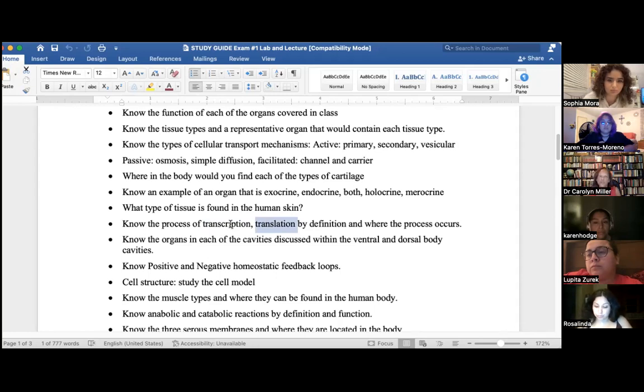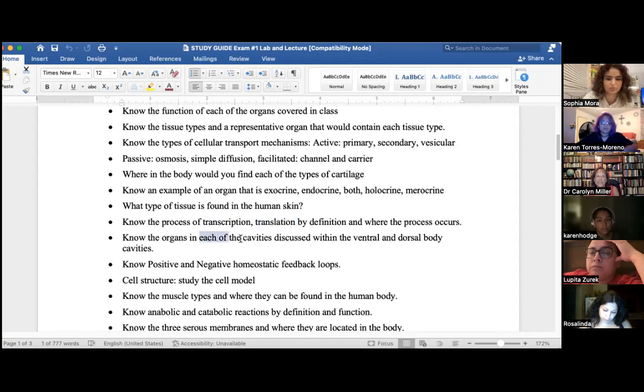So you have transcription in the nucleus from DNA to messenger RNA. You have translation inside the cytosol with messenger RNA sitting on the ribosomal RNA in the ribosomes and being translated to protein with the help of tRNA, bringing in the specific amino acid.